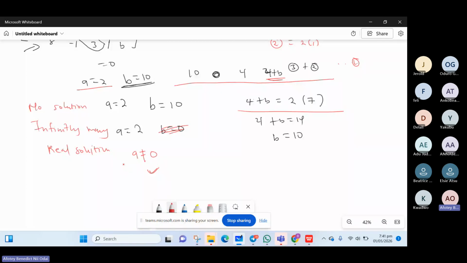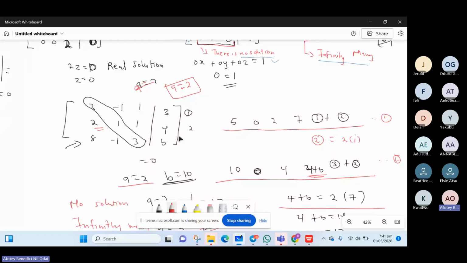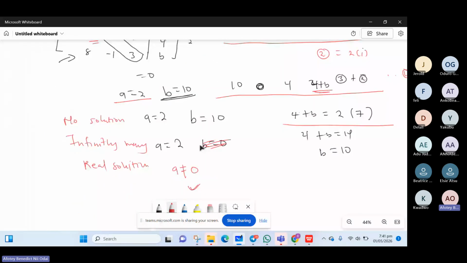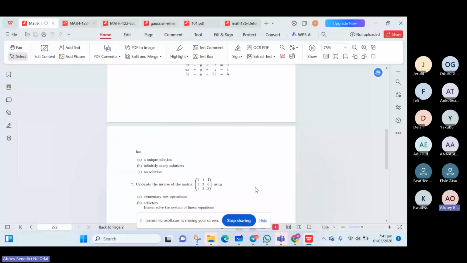So your conclusion, once you are given a question like this, the conclusion is also very, very important. The way you conclude. I think about 2 or 3 years ago, or even 4 years ago, the conclusion carried, I think, 6 marks out of the 20. Yeah, so the conclusion is very, very important.